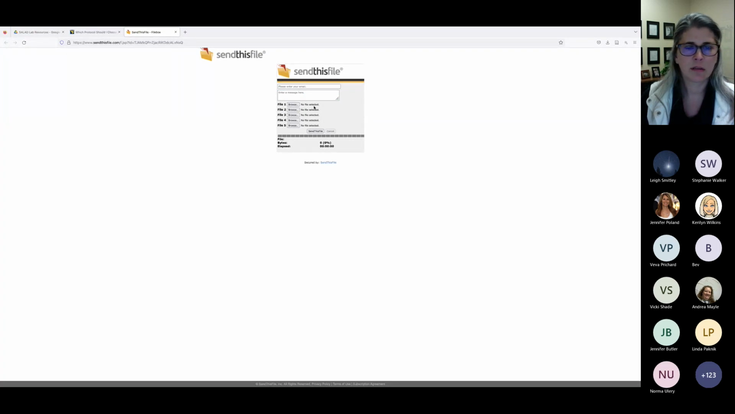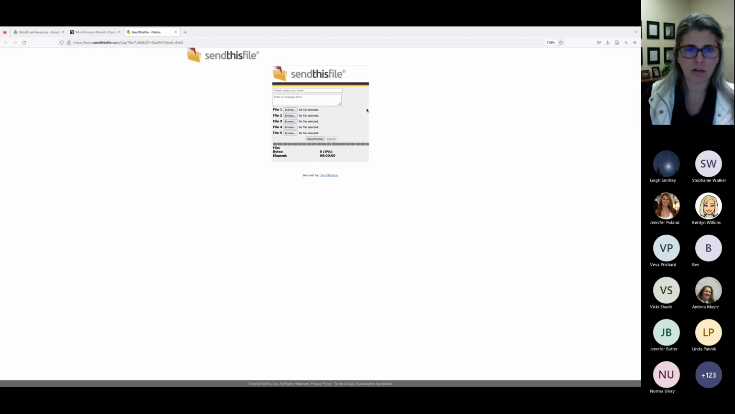Can you guys see the search box? The search box is there, but can't see it very well. Okay. Well, you're just going to search on your computer to find that file, select it, and then hit open, and then that will attach the file.